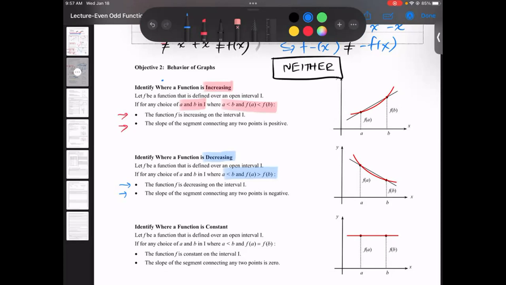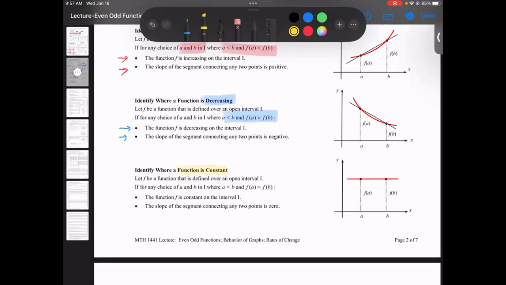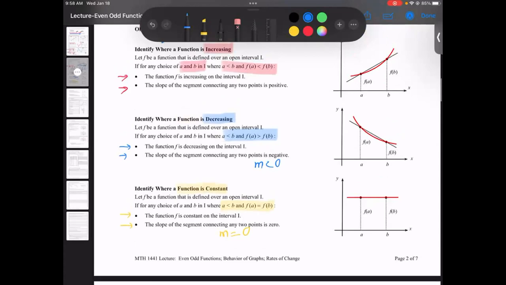If the function is constant, it's horizontal, right? For constant, I think cross-country skiing. There's no slope. Slope is zero. f of a equals f of b. Everywhere on that segment has the same height. The function is constant on the interval, and the slope is zero, m equals zero for any two points on that segment. So here slope is negative, here slope is positive. So far so good, that's just theory.